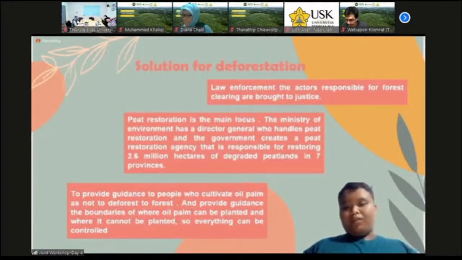Third, to provide guidance to the people who cultivate oil palm so as not to encroach on the forest, and to provide guidance on the boundaries of where oil palm can be planted and where it cannot be planted, so everything can be controlled.